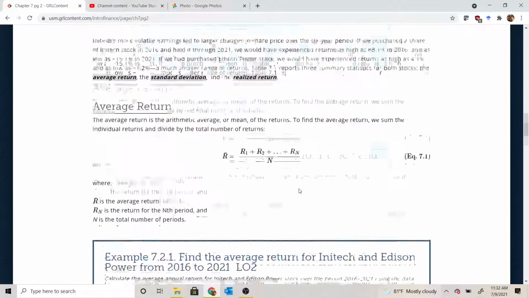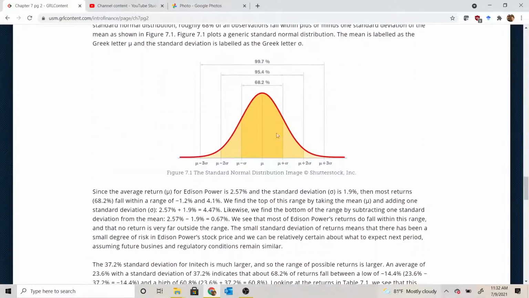Okay? So if we look at this chart for standard deviation, if we're assuming a standard normal distribution, which is often where we start, we can make small adjustments to it if we need to, if the distribution looks different. But this is good enough to get our arms around the concept. We would map out the mean right here. So for Initech, this would be that 23.65%. The Greek letter mu is what we tend to use for mean, and then sigma is what we tend to use for standard deviation.